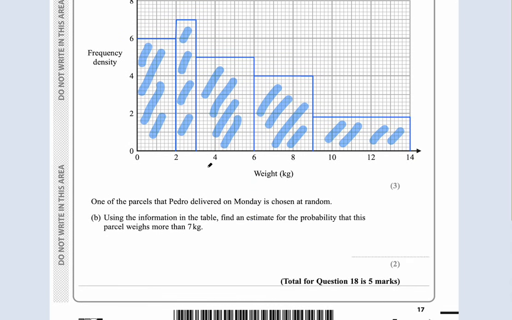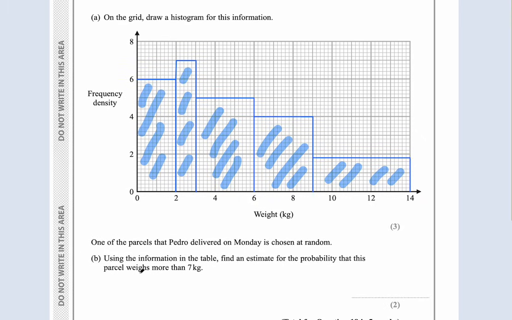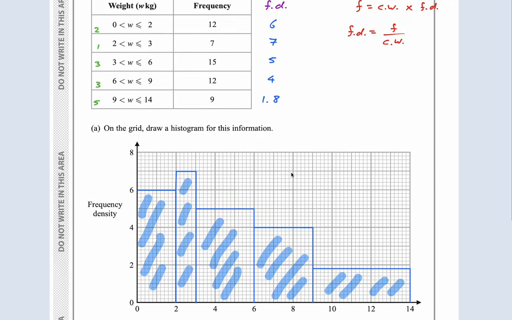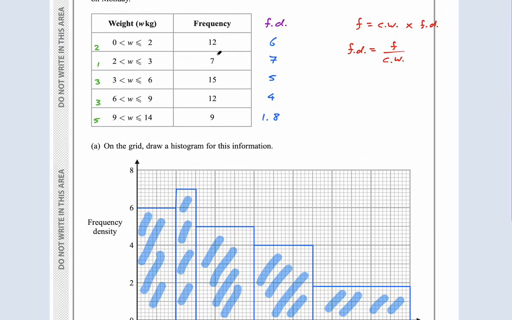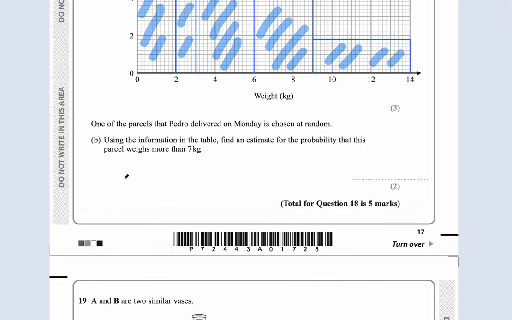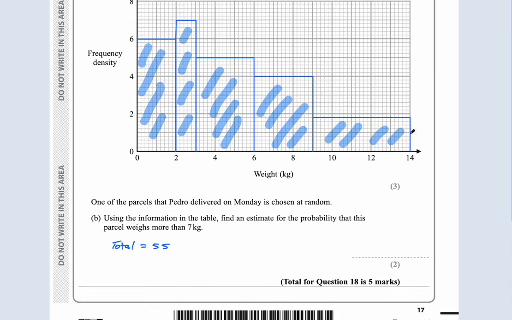Okay, part B. He says, one of the parcels that Pedro delivered on Monday is chosen at random. Using this information in the table, find an estimate for the probability that the parcel weighs more than 7. Okay, so if it's more than 7, guys, I need to find, well, in total, how many are there? We can just add up the total. So in total, there's 19, 29, 34, 44, 46, 55. So in total, there's 55. Total equals 55.